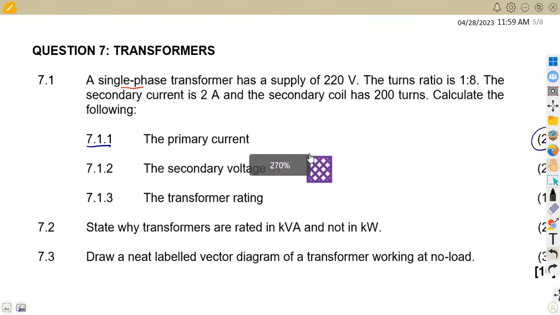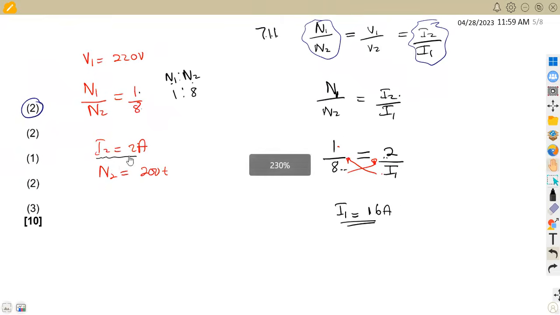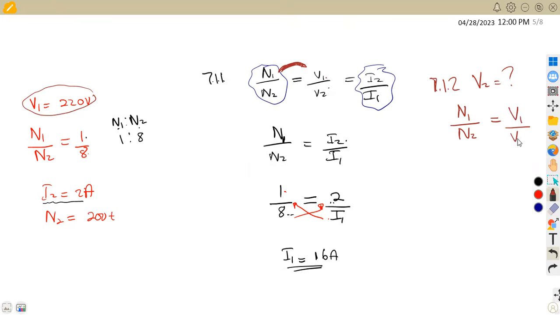All right, the secondary voltage, which is V2 in this case, on 7.12. So we need to calculate V2, the secondary voltage. We can also apply the same turns ratio. Since we are given V1, this time we are going to use these two here, because we are talking about voltage. We are going to use N1 over N2, our turns ratio, equal to V1 over V2.